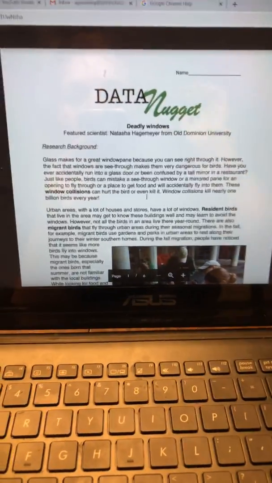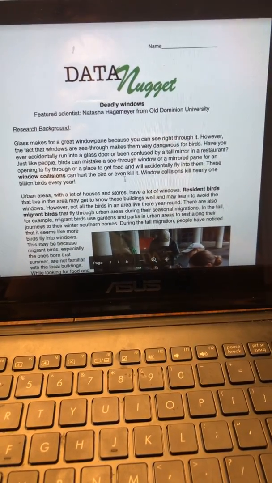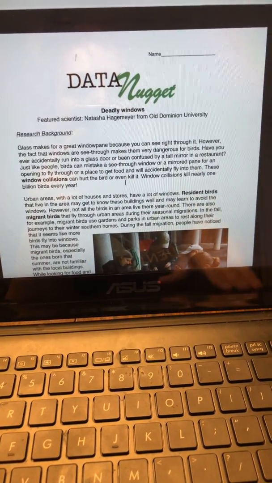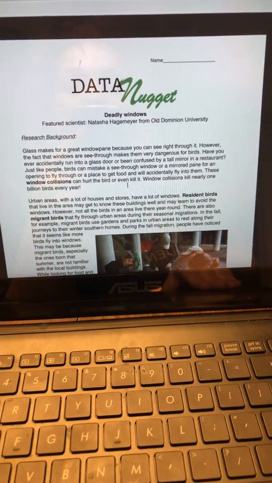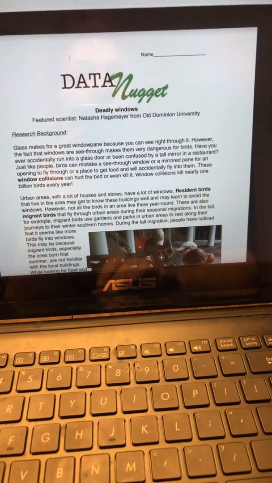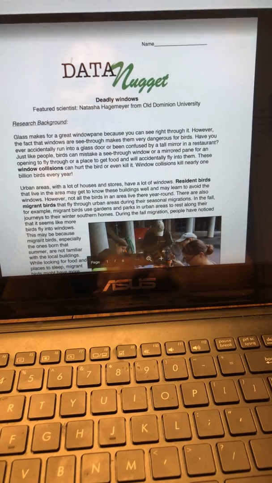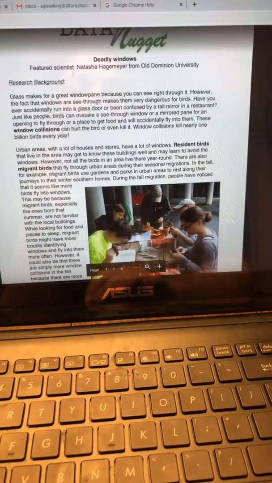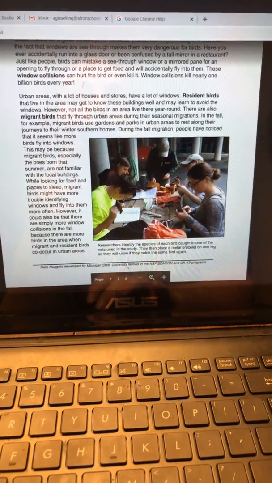Okay, so here we go. If you do not have a printer, you do not have to, you can just put this on a Google Doc or a blank sheet of paper, a lined piece of paper, and just title it Deadly Windows. Okay, so like yesterday, they're doing a study. This is Natasha from Old Dominion University, and she did a study on birds dying when they hit a window, right? So we've all seen this happen. So you have to read this.